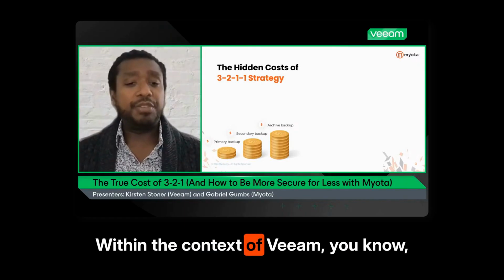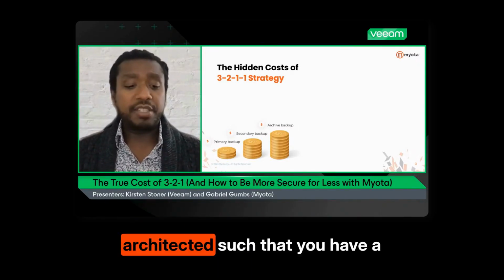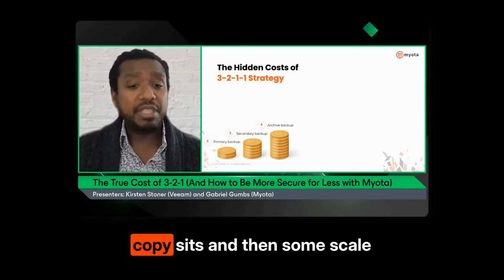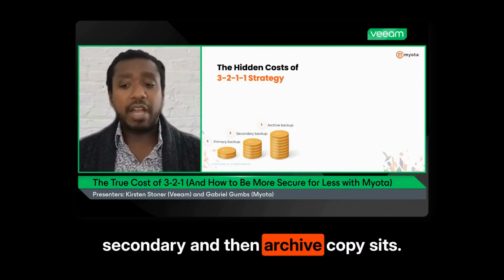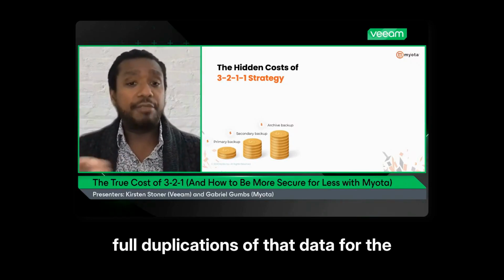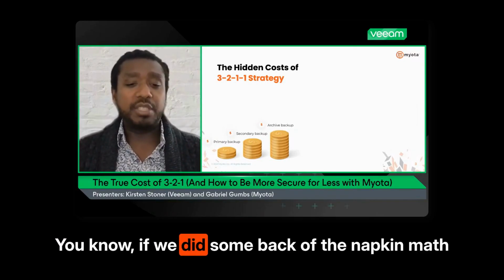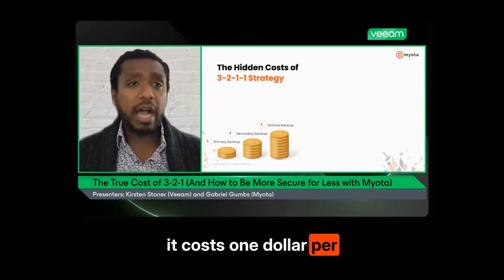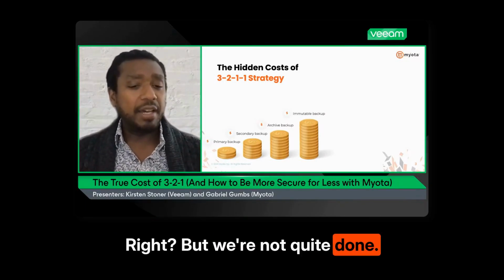Within the context of Veeam, you may have your backup infrastructure architected such that you have a performance tier where that primary copy sits, and then some scale out tiers where the secondary and then archive copy sits. But as you make full copies, full duplications of that data, again, it simply adds up. If we did some back of the napkin math and just made up some numbers and said it costs $1 per copy, well, now I'm at $3 for those copies, right? But we're not quite done.